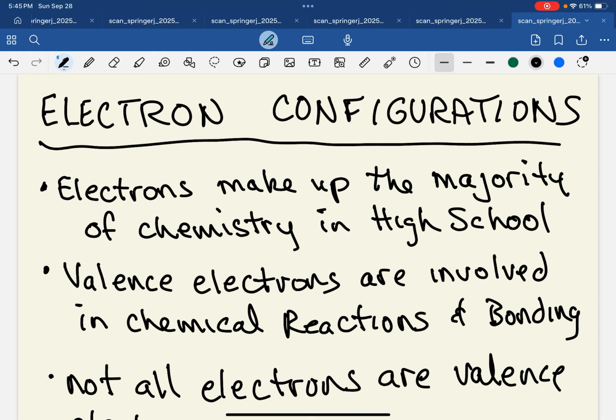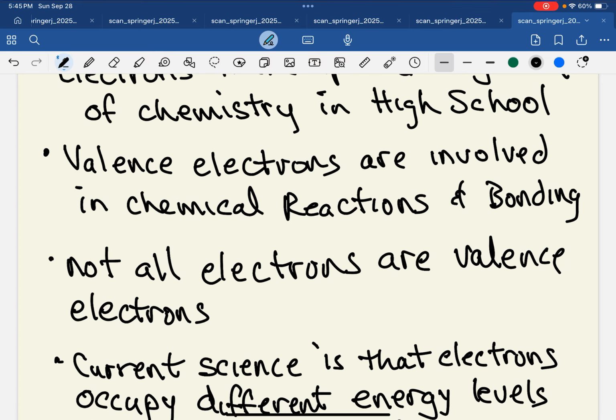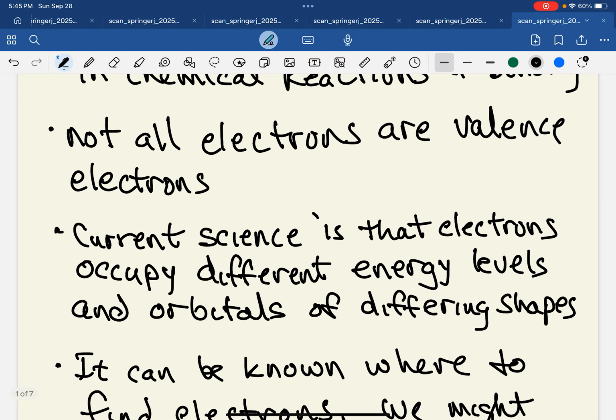Basically, electrons make up the majority of chemistry in high school, almost. There's very little that we do that involves anything other than electrons. Early on in the year, late in the year, but most of the year, it's just electrons. Valence electrons are involved in chemical reactions and bonding, but not all electrons are valence electrons.